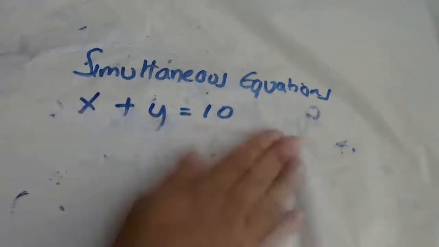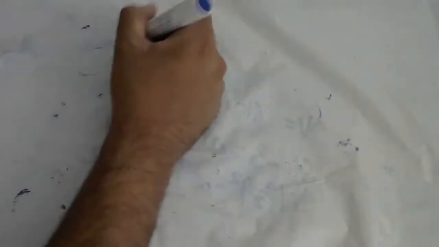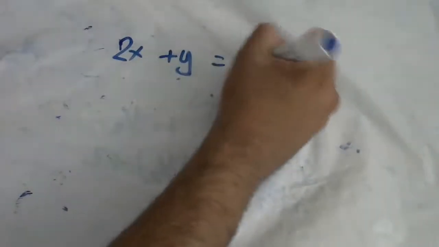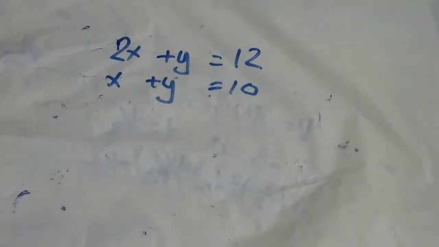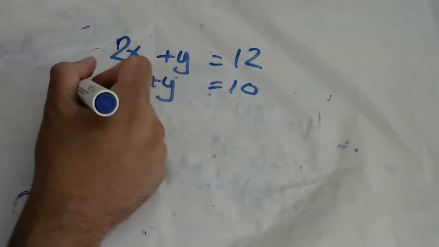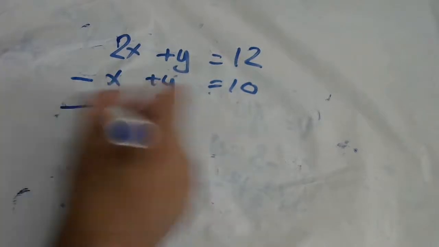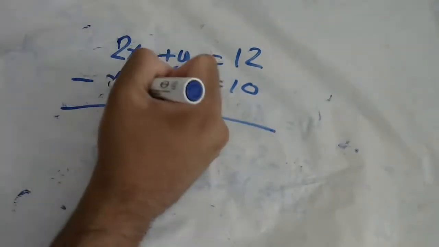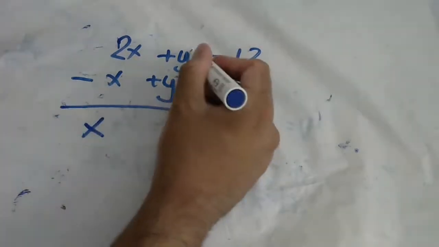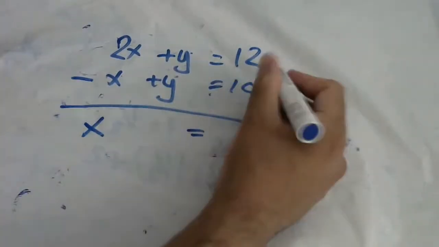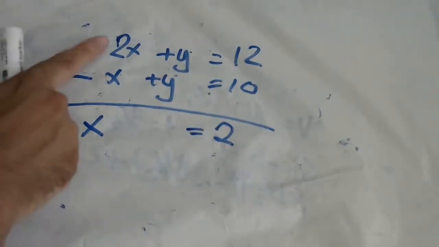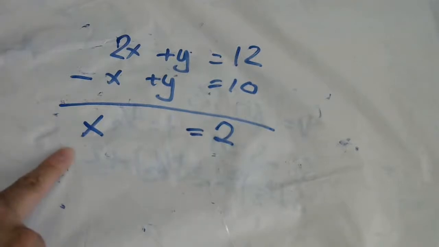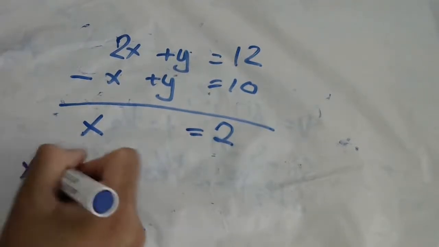So let's move on. The equations we just had on the board were 2x plus y equals 12 and x plus y equals 10. Now, what I'm going to do is cancel one of the letters by taking one equation away from the other, all right? So 2x minus x equals 1x, y minus y equals 0, so I'm not going to write anything, and 12 minus 10 equals 2. Before, you had an equation with 2 letters in it. Now you've got an equation with 1 letter in it. So it's okay. We know that x equals 2.